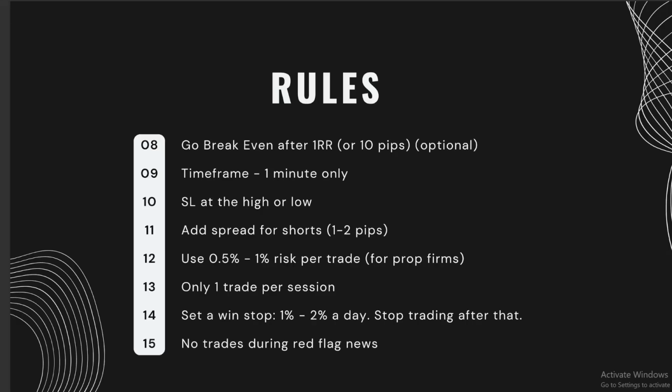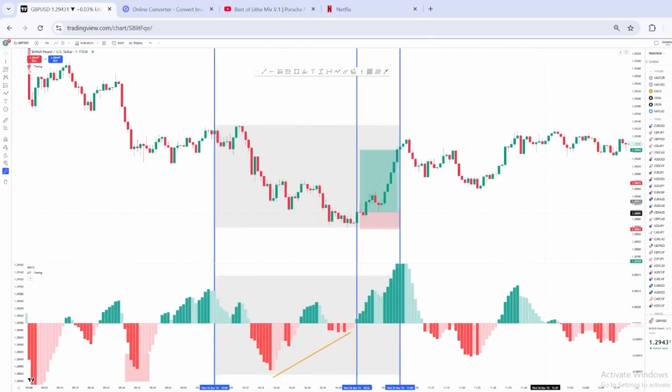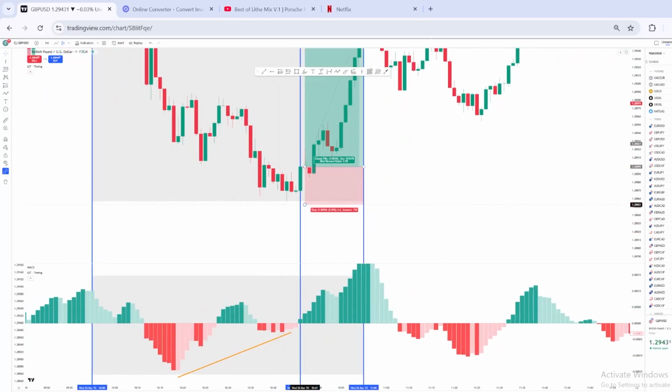What else? So yeah, you have to add spread for shorts. 1 to 2 pips I think is enough. What I mean by this is, if we are buying, we don't really care about the spread because it won't affect you. You can just put it right beneath the low.